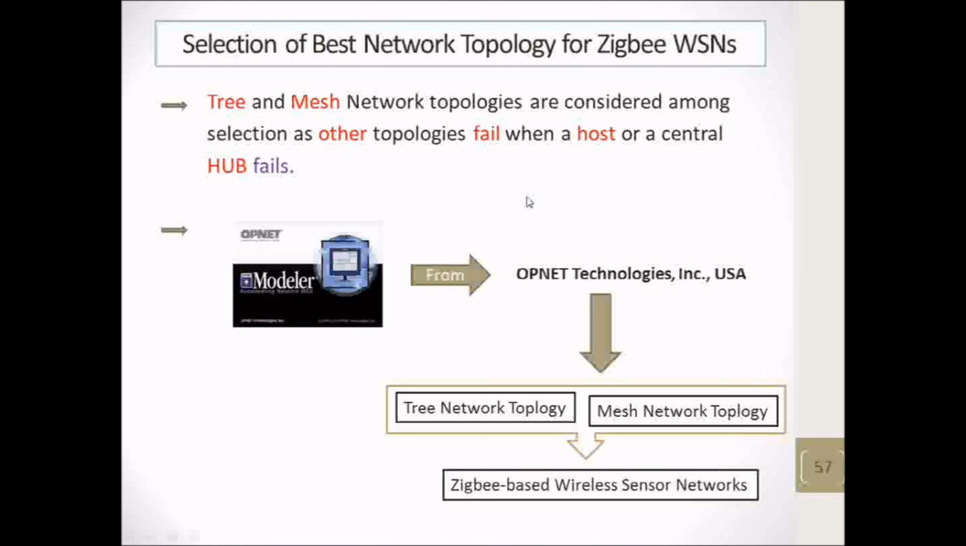We are simulating both tree and mesh network topology for various outputs with respect to different parameters, and we are inferring which one is the best network topology. We are using OPNET Modeler in order to simulate the results for various network topologies. Now we will see how to develop tree network topology.